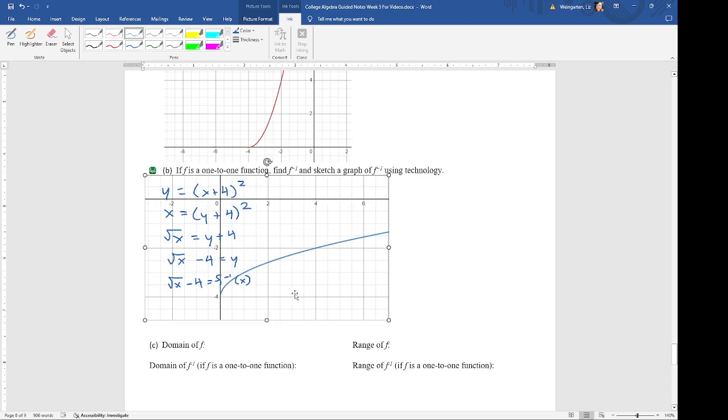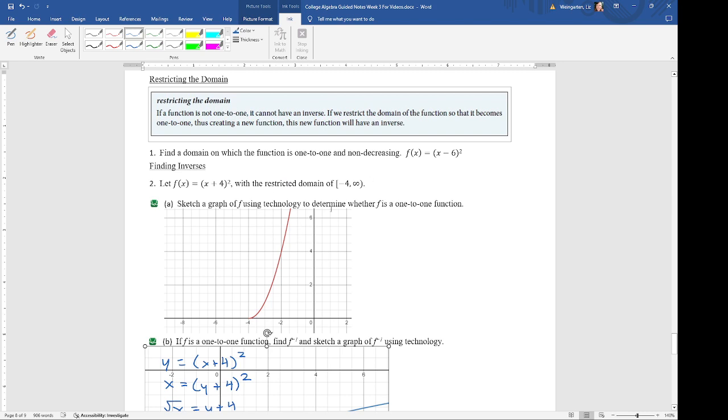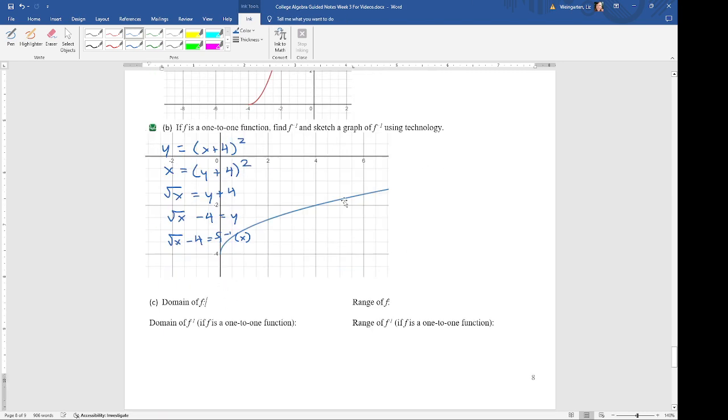So what is the domain of f? Well, they told us the domain of f. It is from negative 4 inclusive to infinity. So let's go ahead and write that in. And what does that make the range of the inverse? Negative 4 to infinity.